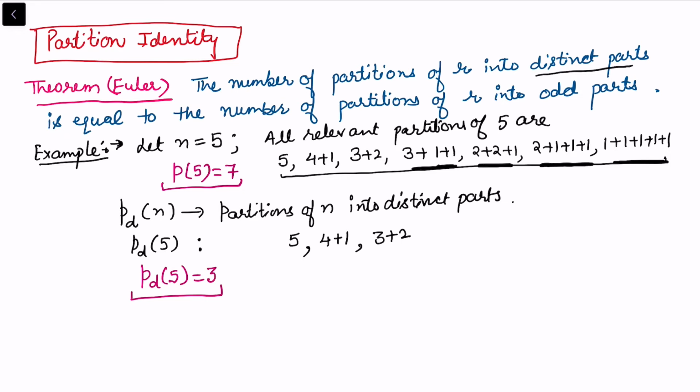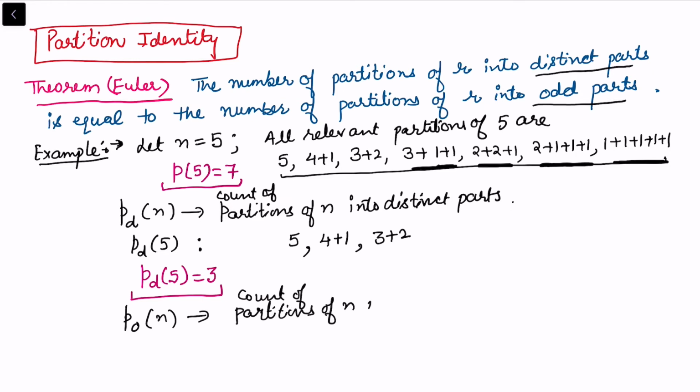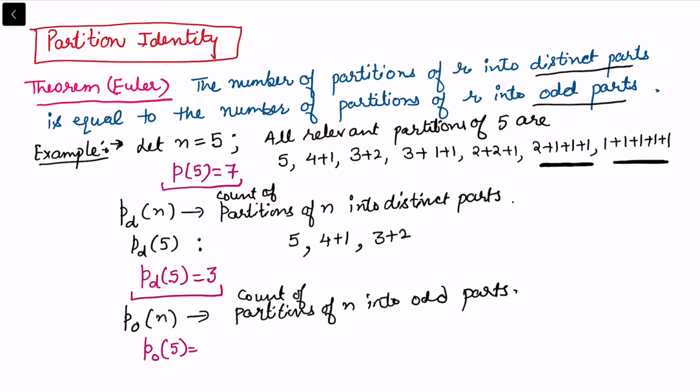Now the other side says we want to write the partitions of n into odd parts. So let me just write PO(n), and so these are actually the count of partitions. So let's just write, count of partitions of n into odd parts. Now I want to see what is the count and then what will be the corresponding relevant partitions. So we are interested in knowing PO(5), how much is that, and for that we will also look at the relevant partitions.